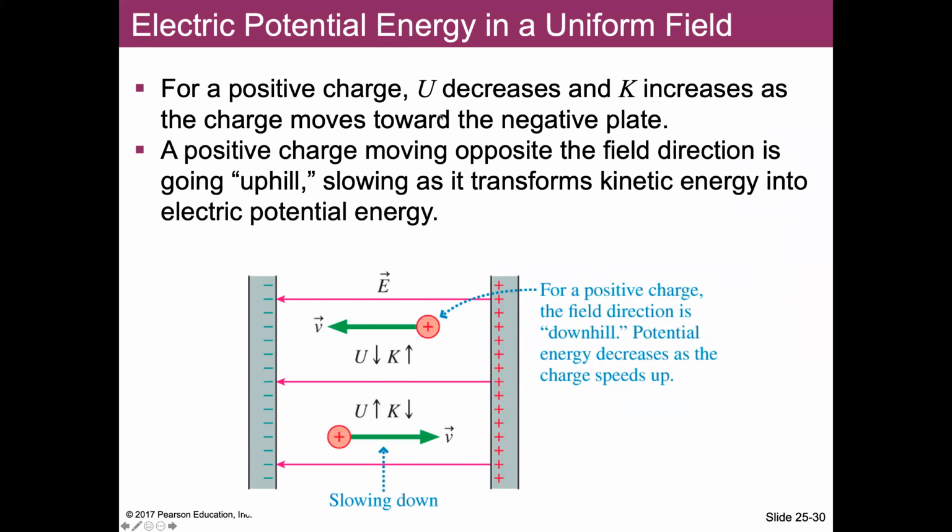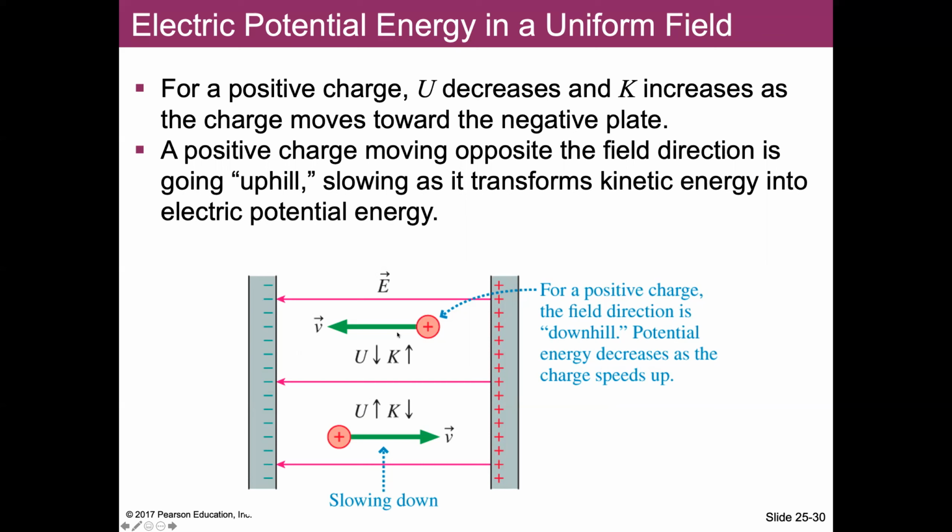For a positive charge, the electrostatic potential energy decreases and K, which is kinetic energy, increases when the charge moves towards the negative plate or when it follows the direction of the field line. Then the electrostatic potential energy will be converted into kinetic energy. It's like a downhill movement.